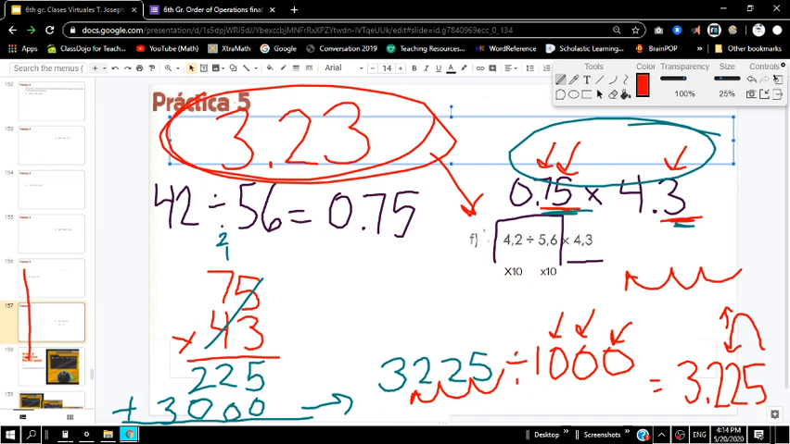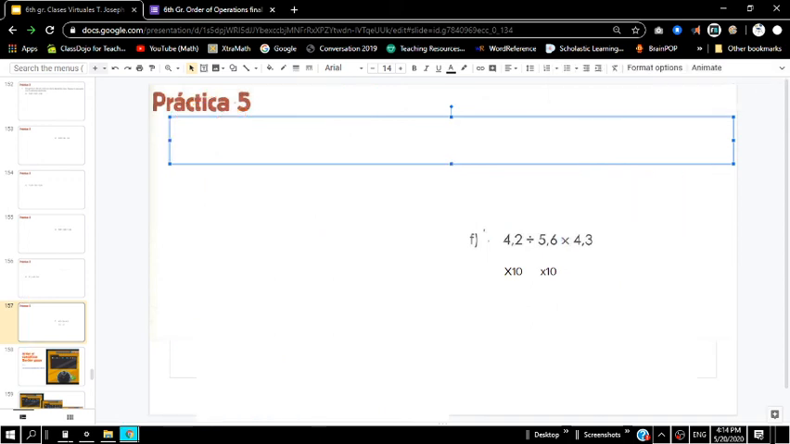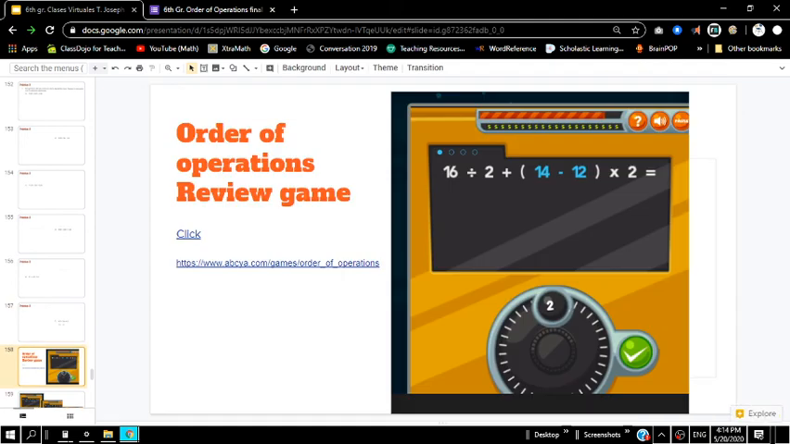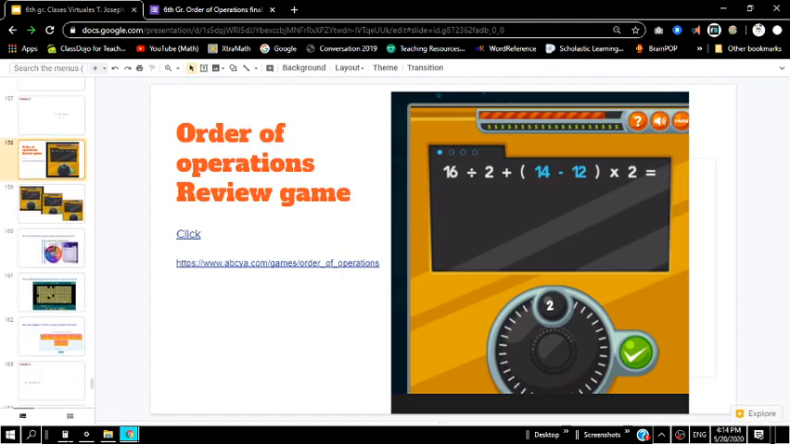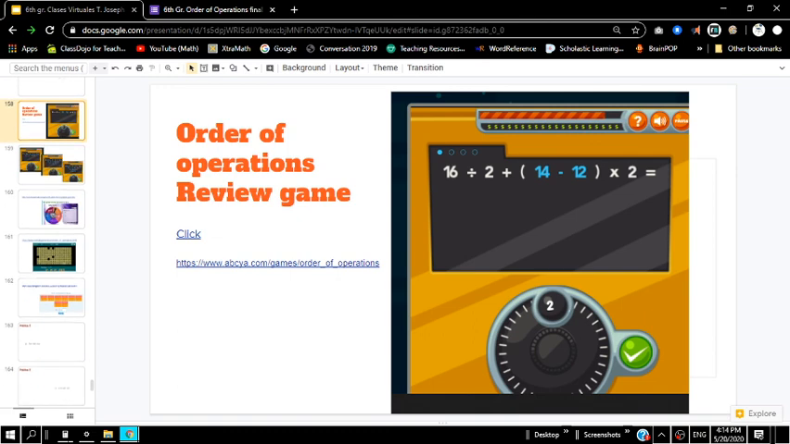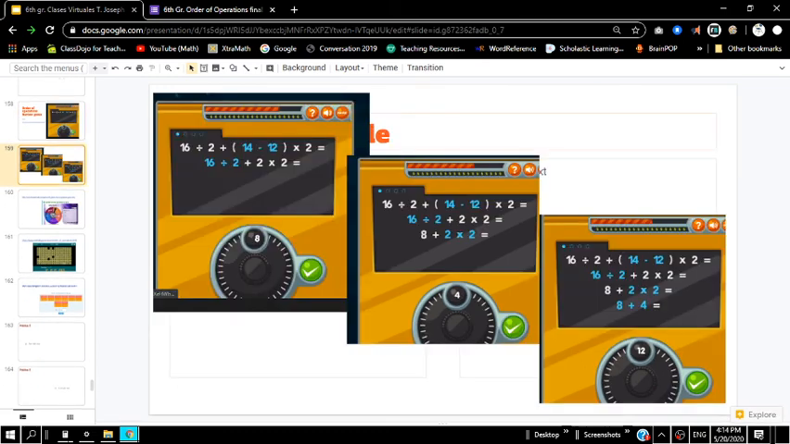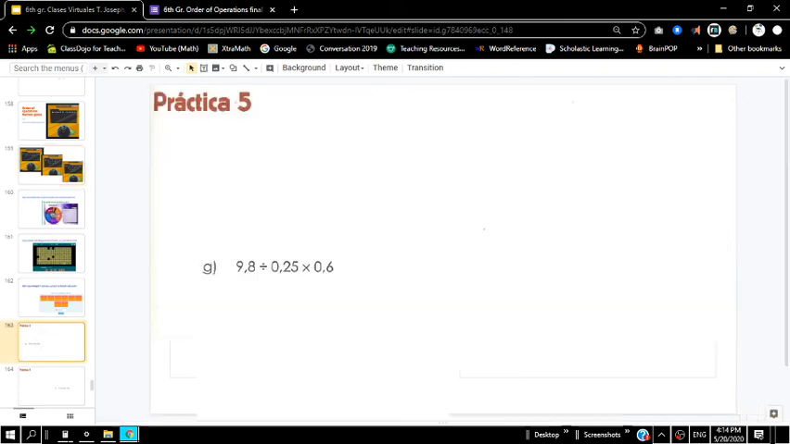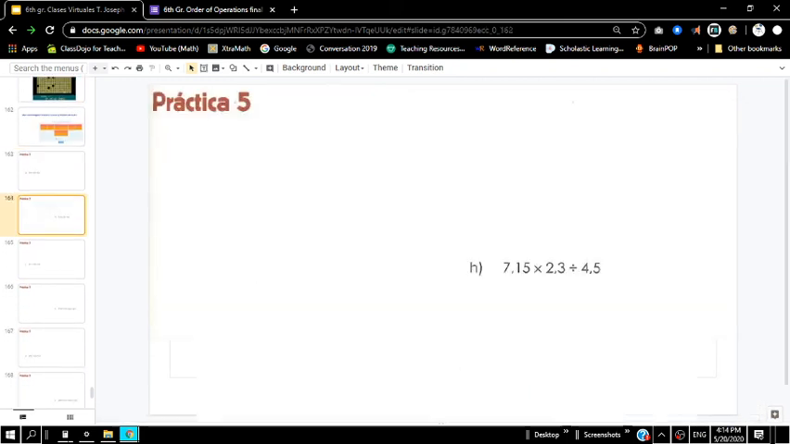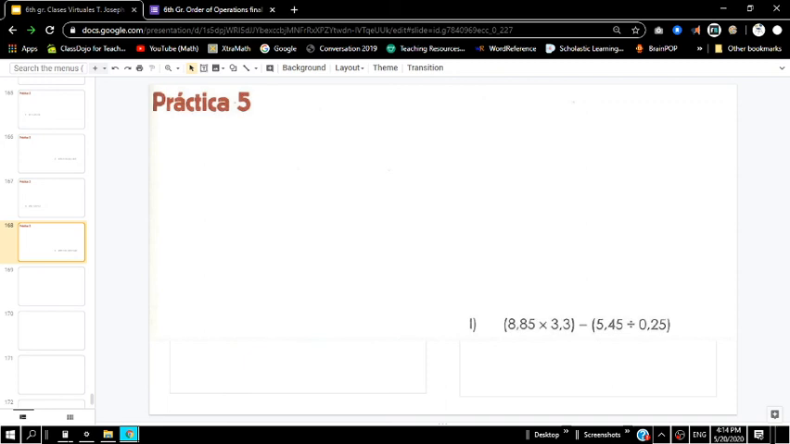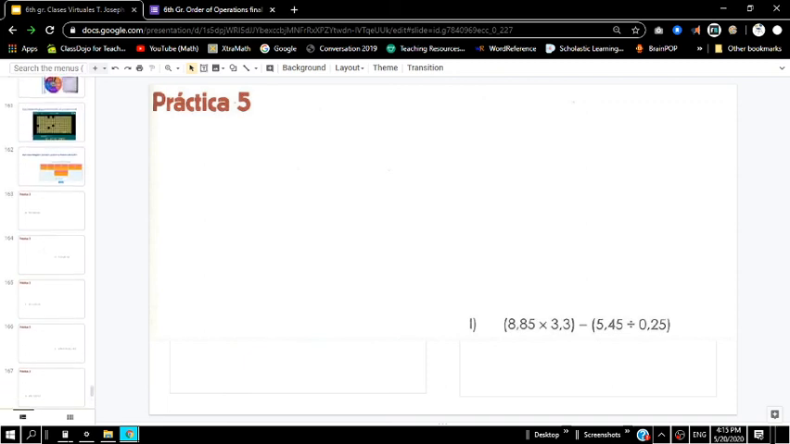I think that's probably where we're going to end up right now. If you need a little bit more practice on order of operations, I would really encourage you guys to go to abcya.com. It gives you a chance to do these problems, work with parentheses, which we will work with on Thursday. We're going to go back to this practice. We're going to do letter G and H together, as well as I, J, K, and L. So we're going to work with some parentheses next time.